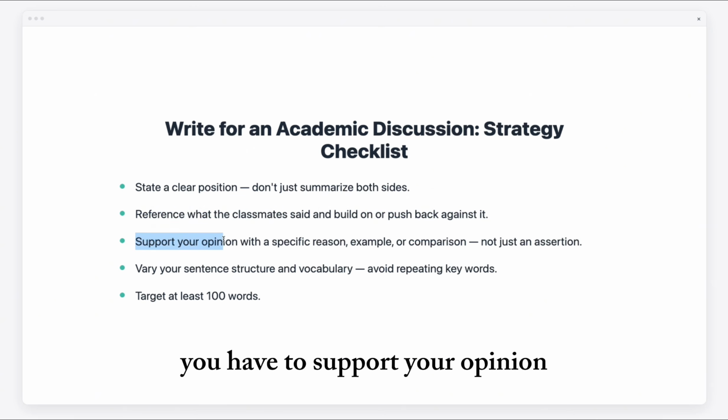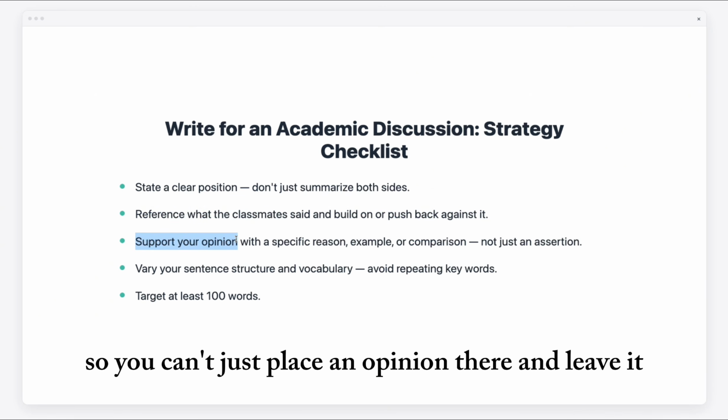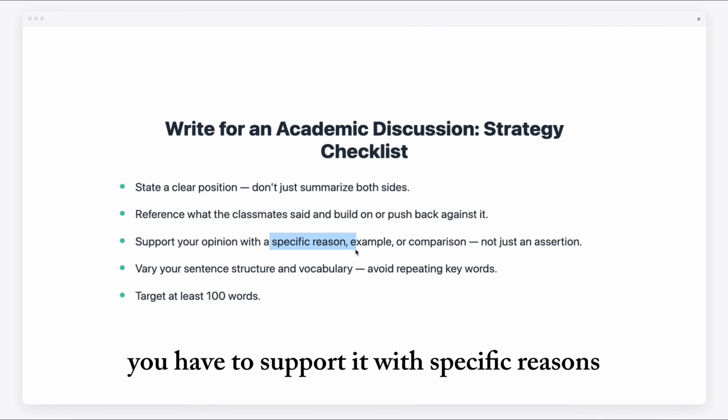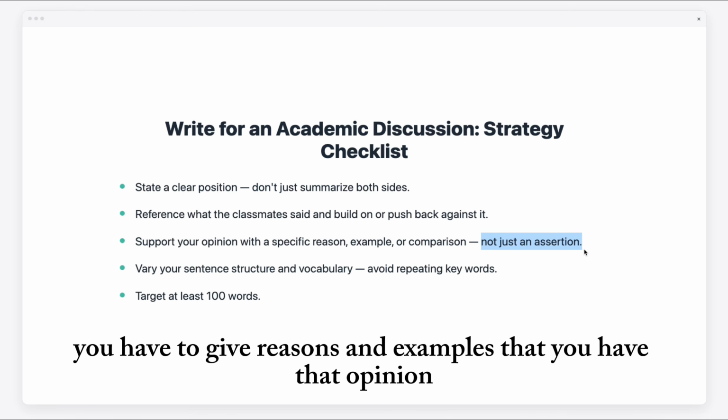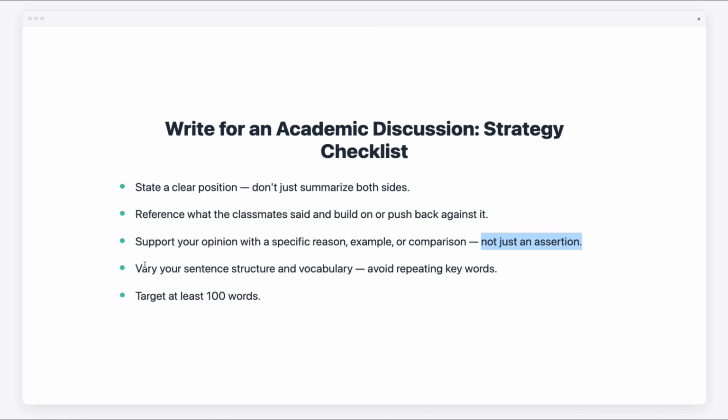You have to support your opinion, so you can't just place an opinion there and leave it. You have to support it with specific reasons, examples, and comparisons, not just an assertion. So not just an opinion. You have to give reasons and examples for why you have that opinion.